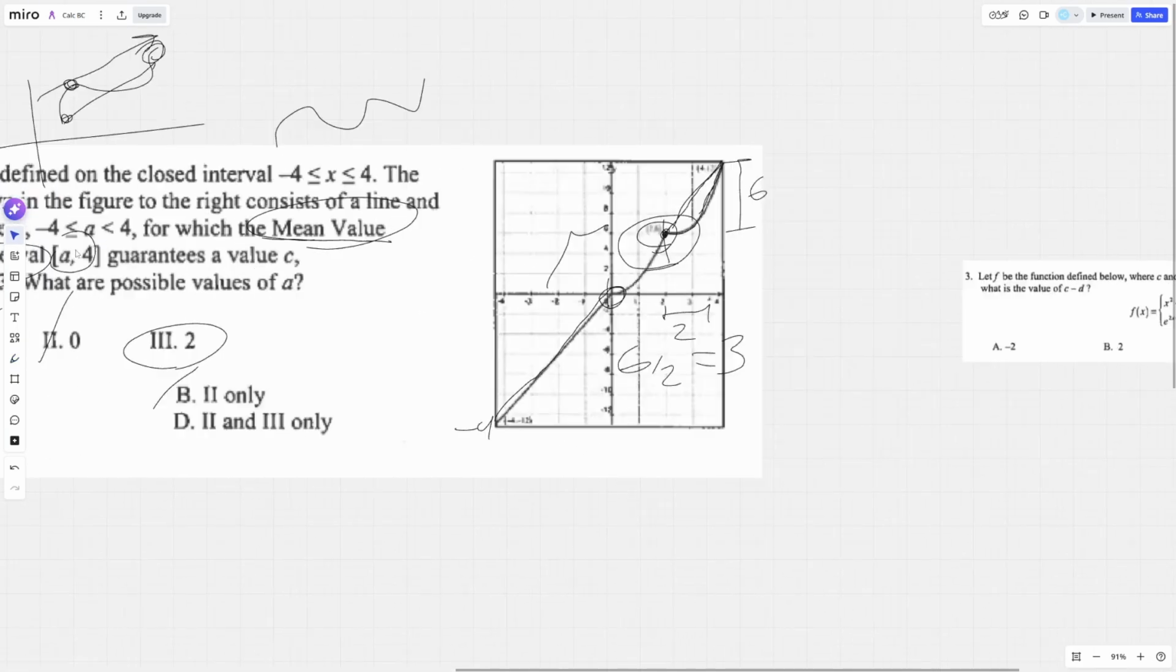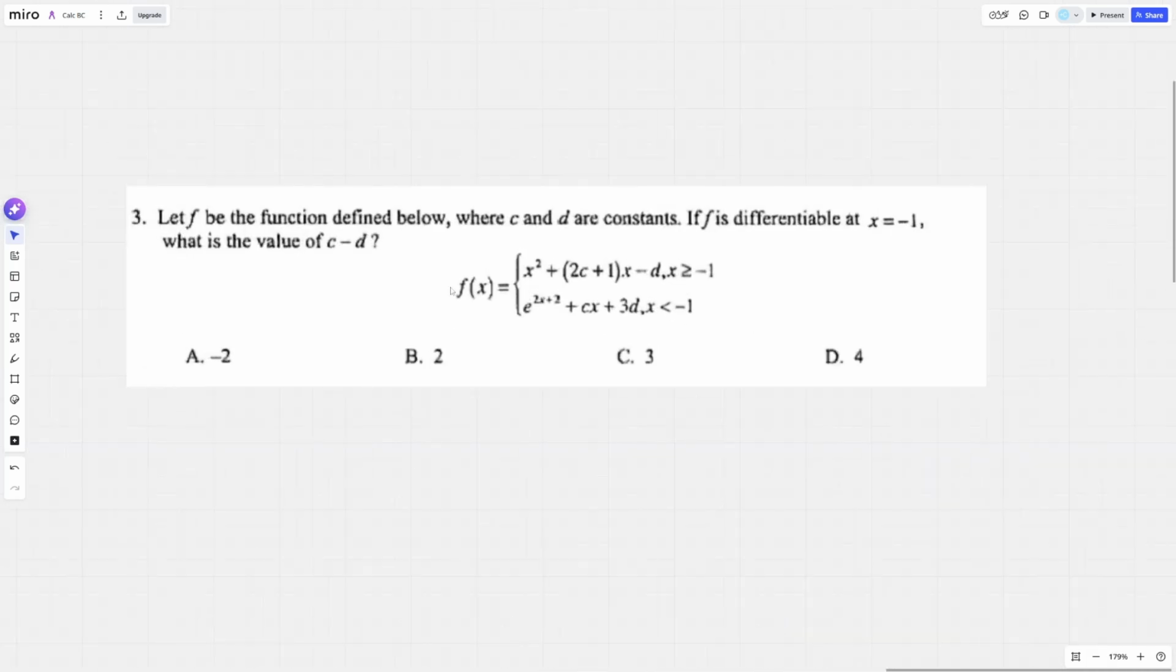Next we have number 3. It says let f be the function below where c and d are constants. If f is differentiable at x equals -1, what is the value of c minus d?